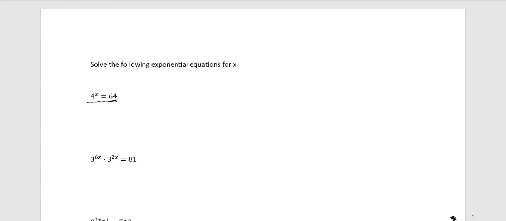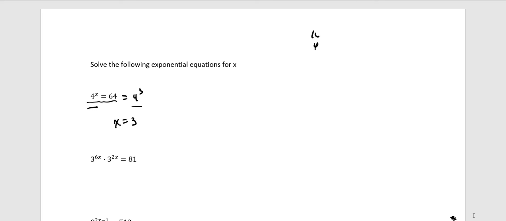So we're going to take a look at this first one here: 4 to the x equals 64. You'll notice that 64 is a power of 4. Let's see, 4 squared is 16, times 4, so that's 4 to the third power. So 4 to the x is equal to 4 to the third power. Now when we compare 4 to the x to 4 to the third, we see that x is equal to 3. That's what I mean by the cutesy method.